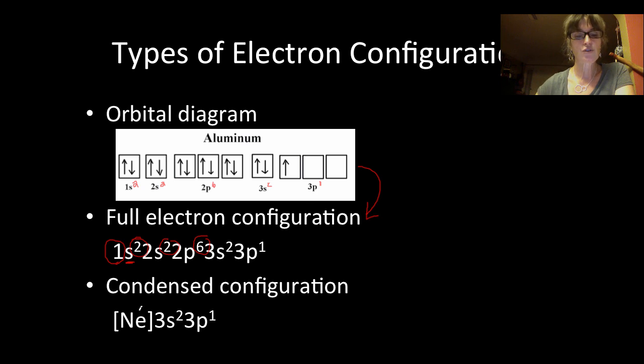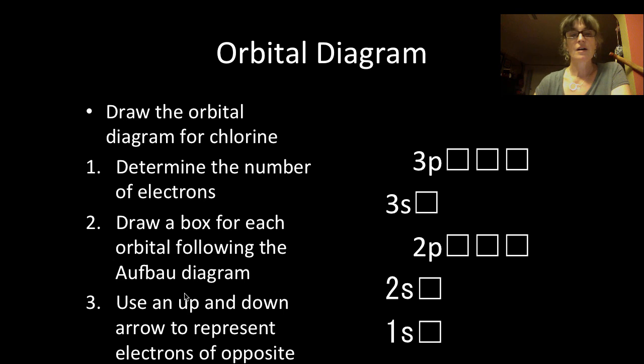I could even go shorter, and I could replace all of this, 1s2, 2s2, and 2p6, with the symbol of the noble gas, because that's the configuration of neon, and then all I have to do is write the part of the configuration that's more electrons than neon, and this is called the condensed configuration. Let's practice. Alright, so let's draw the orbital diagram for chlorine.